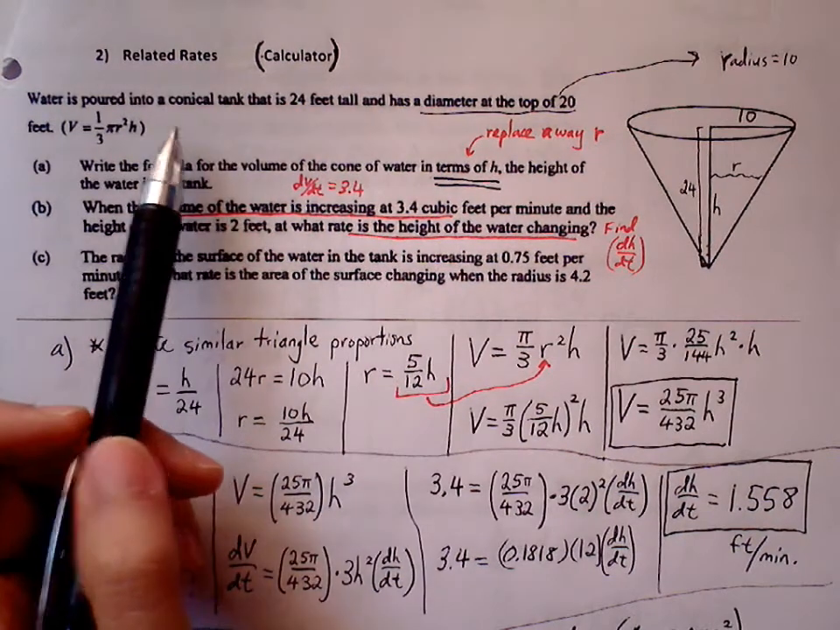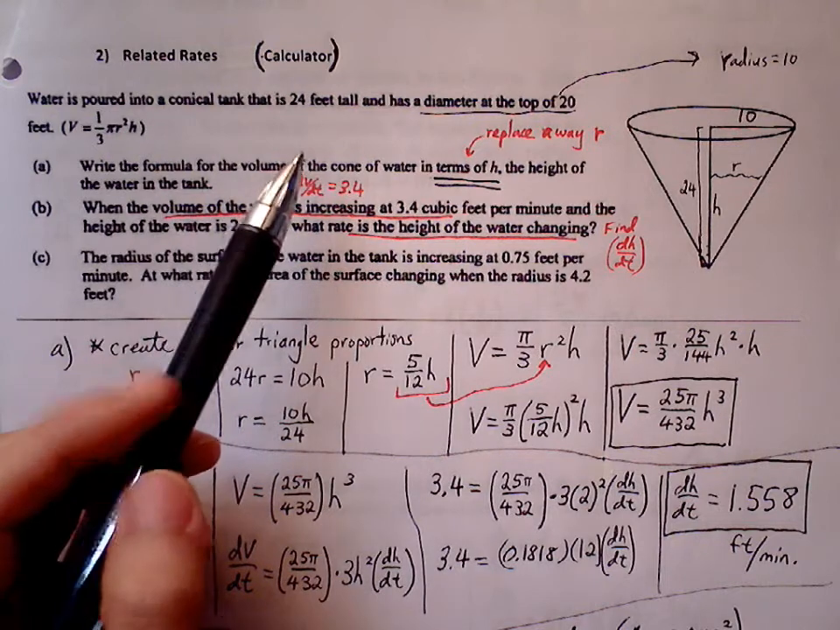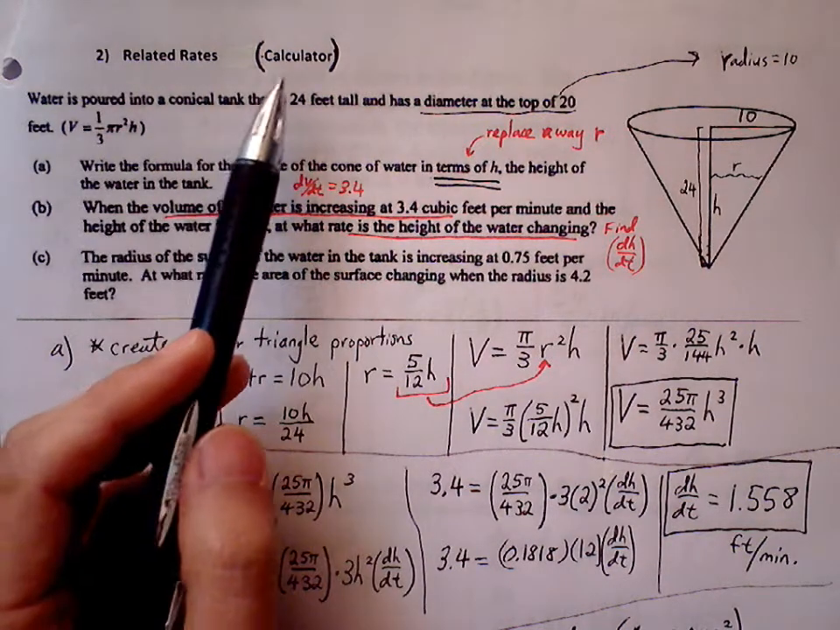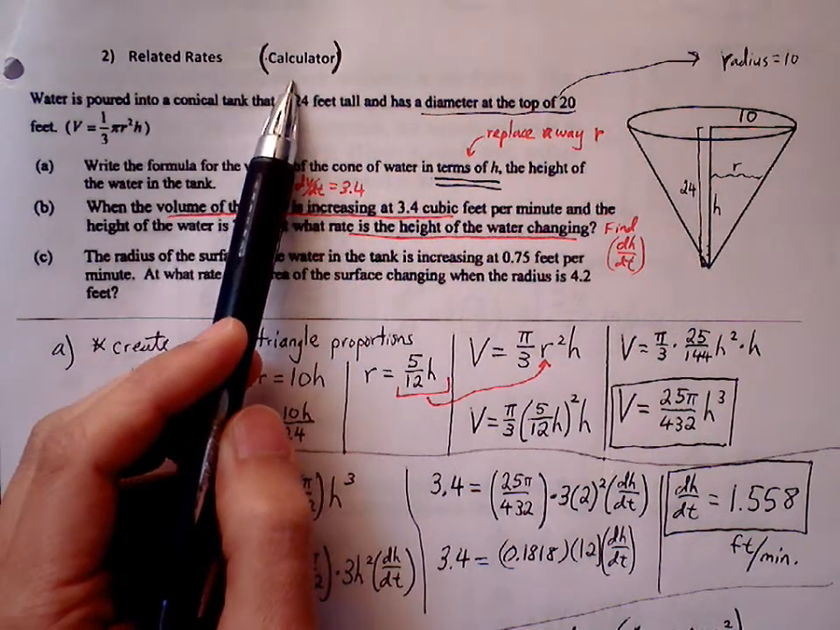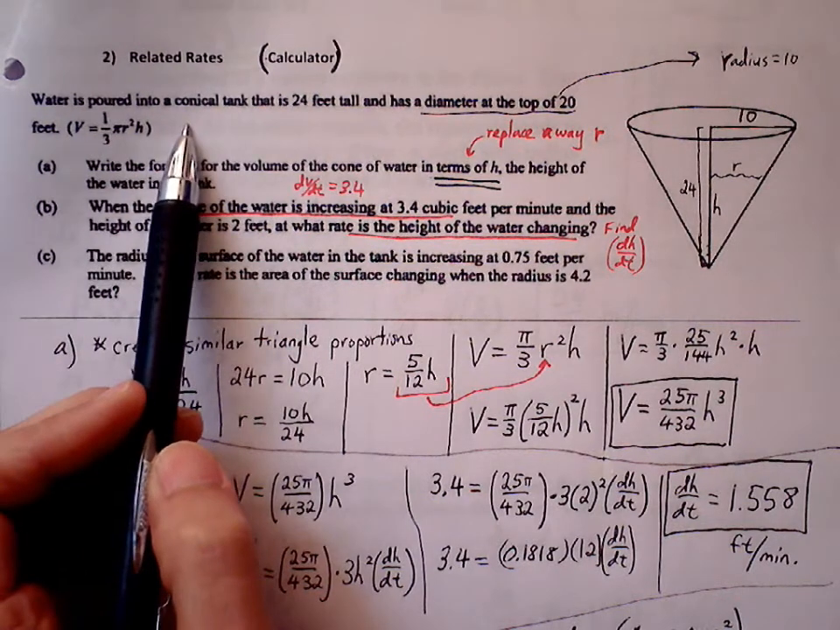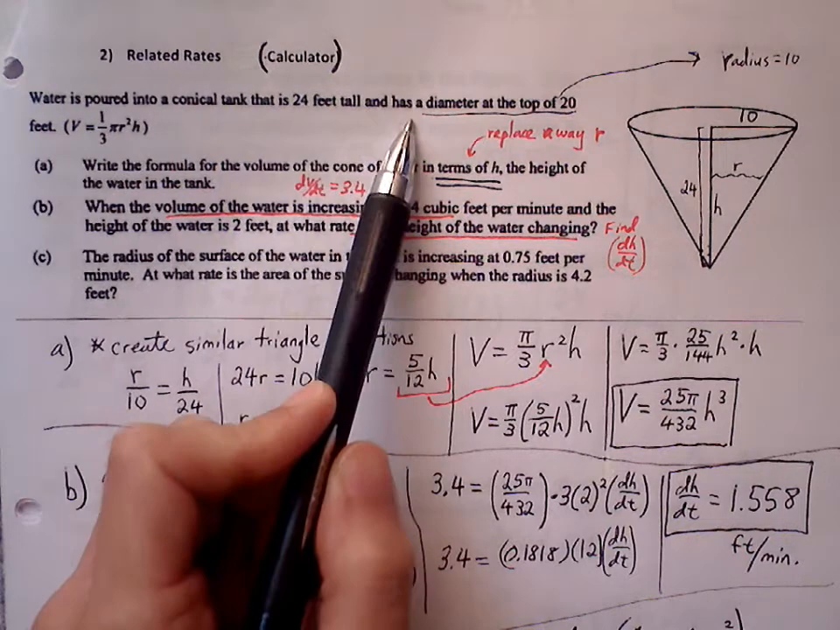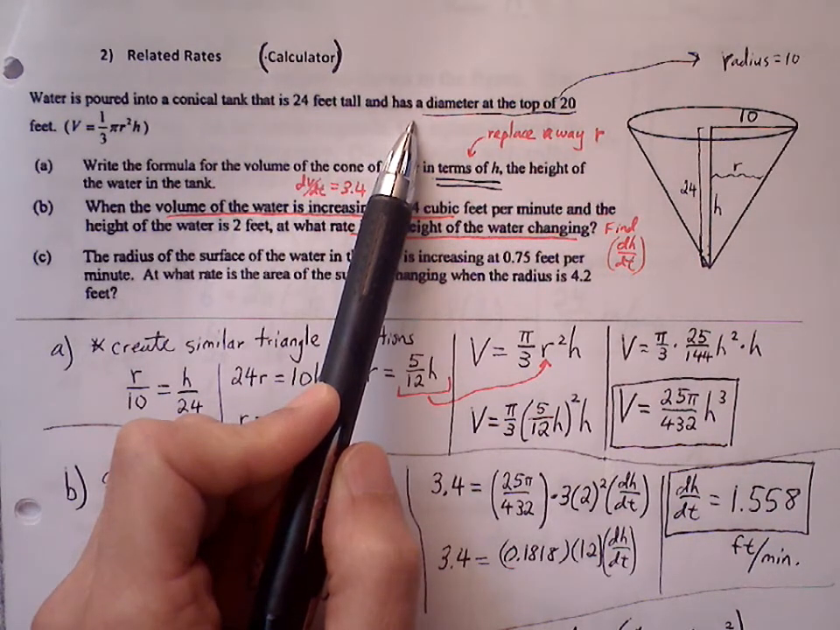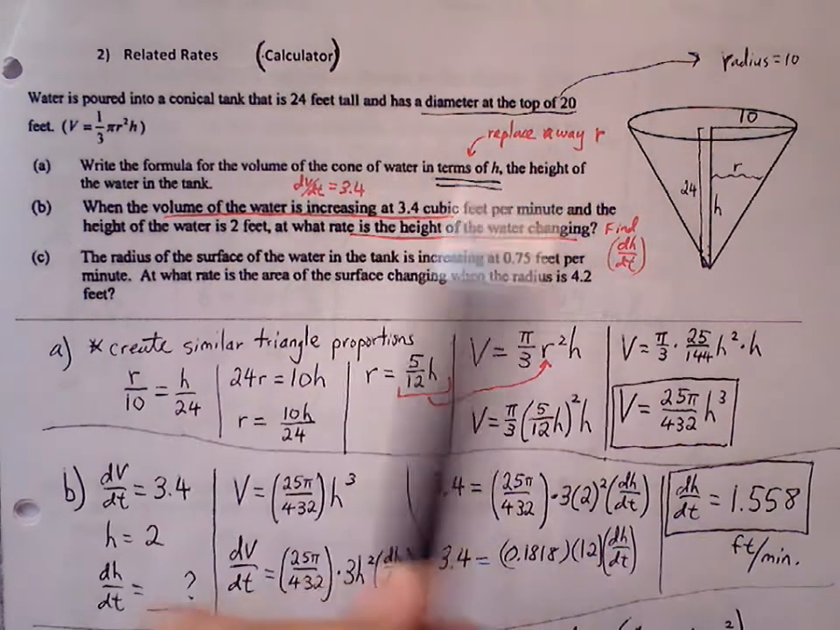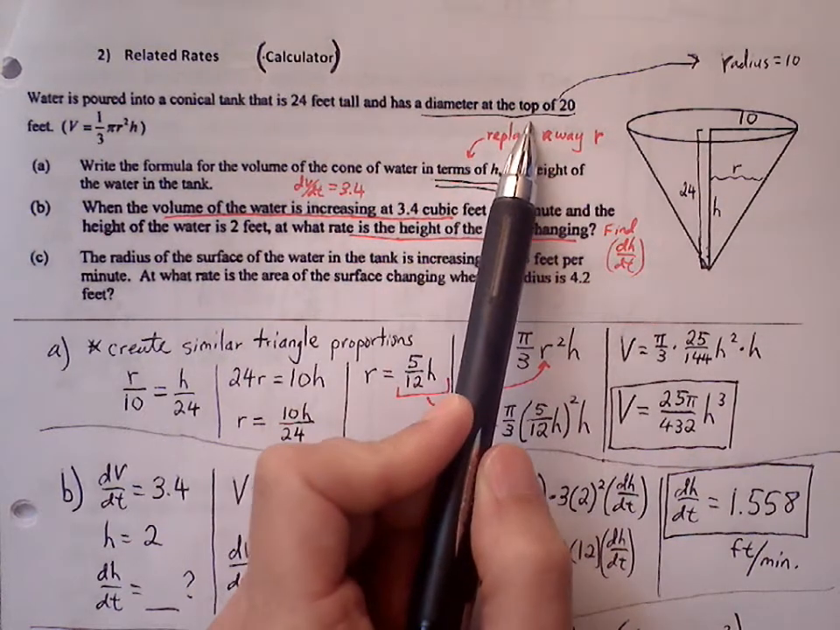Let's look at number 2 off the AP FRQ review. Related rates. Number 2, no calculator. Water is poured into a tank in the shape of a cone that's 24 feet tall, and a diameter at the top of the cone being 20 feet across.